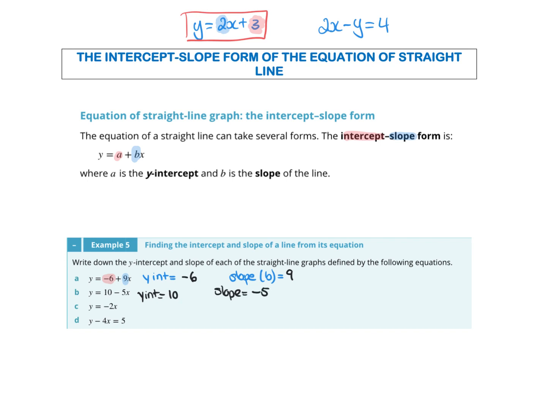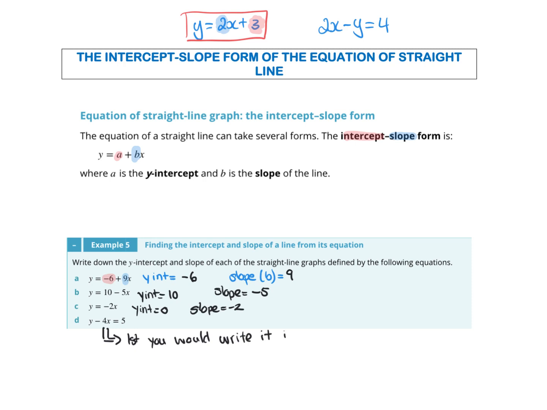Make sure you put the sign that goes with it. With this one, for the y-intercept, there is no number by itself, so you just say it's actually 0, and the slope is negative 2. And then the last one, this is where we have a problem. It's not written in y equals form, is it? So first of all, you would write it in intercept slope form.